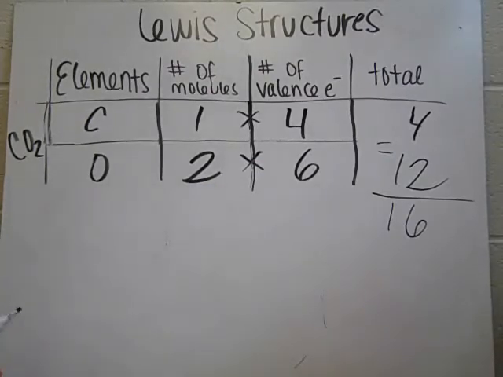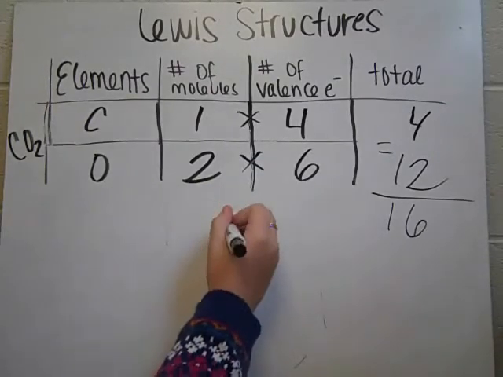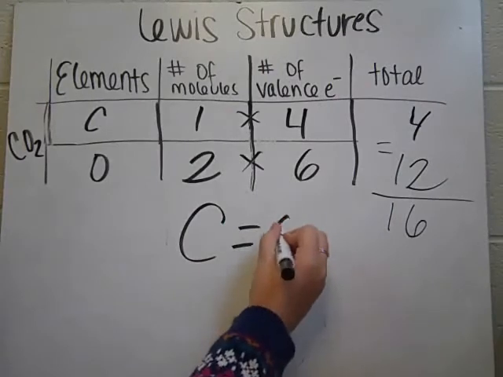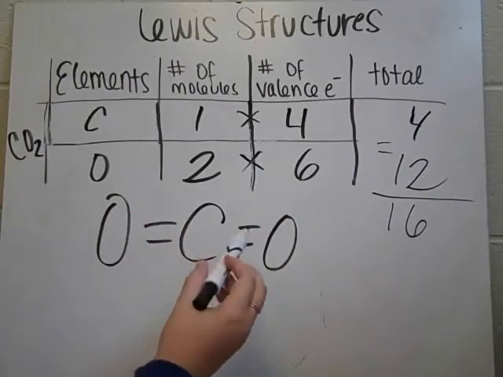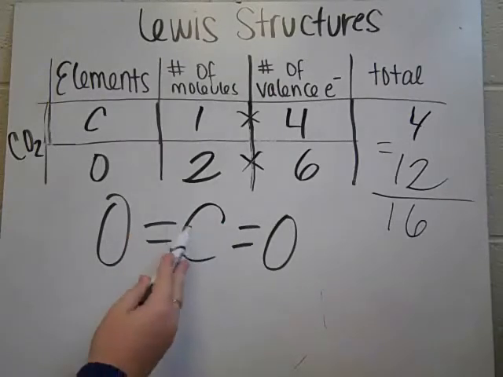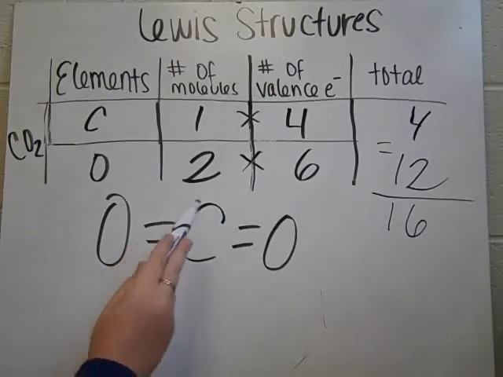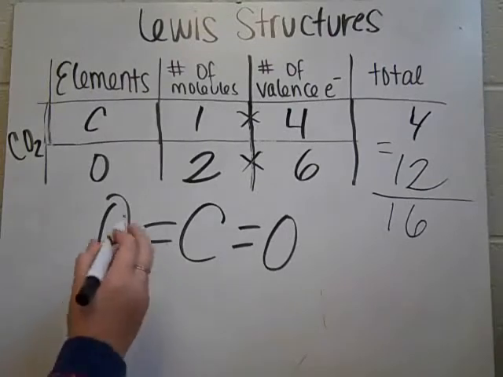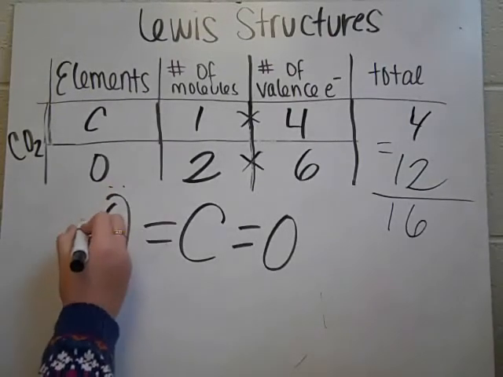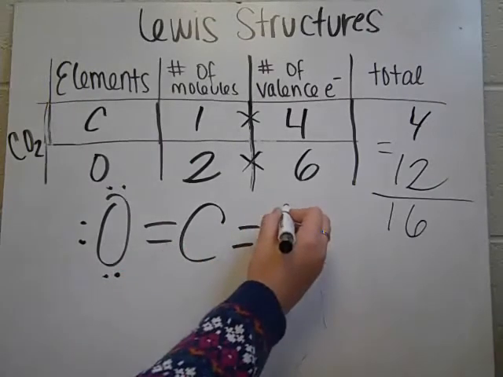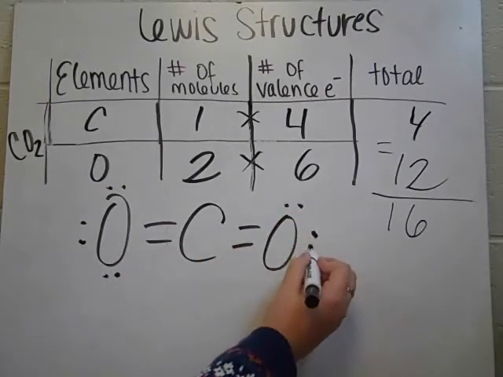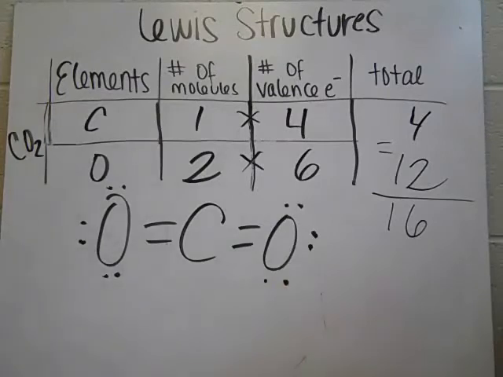Now we're going to do it with 2 double bonds. We're going to have a double bond to O, and then a double bond to the other oxygen. C is already stable because it has 8 electrons on it, because it has 4 bonds. And so we'll just put the remaining electrons on here. And that is how you do a double bond.